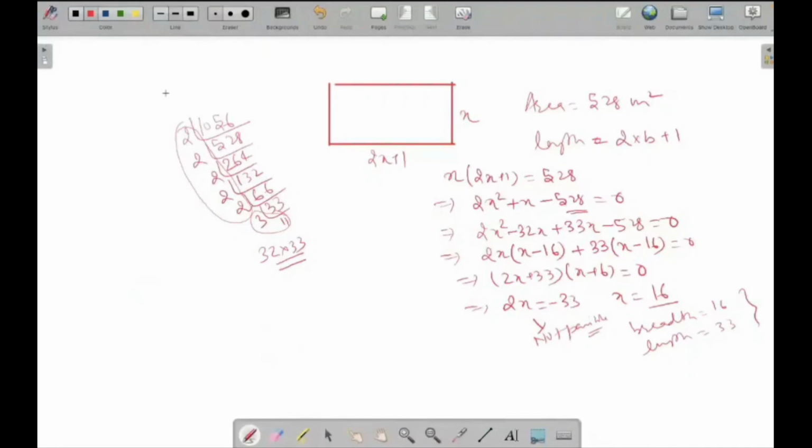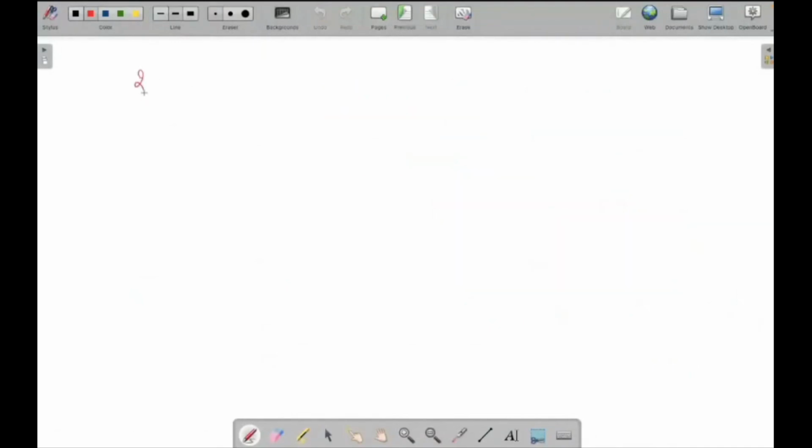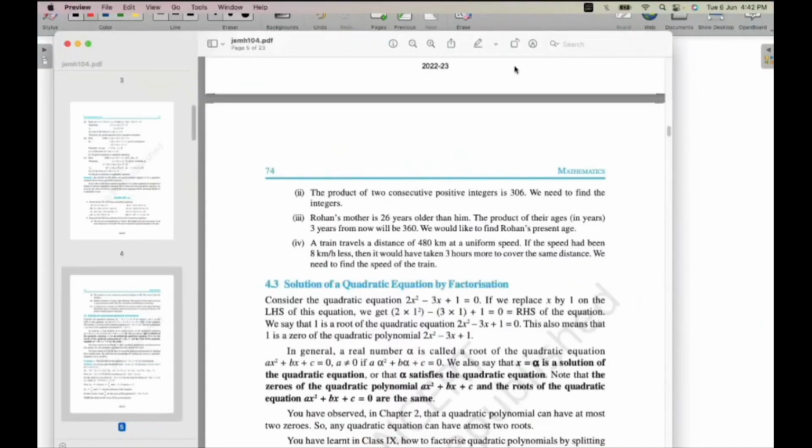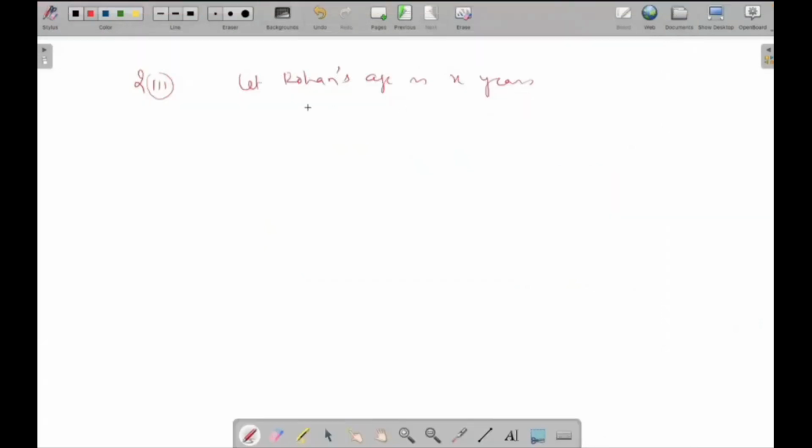So let Rohan's age be X years. Then Rohan's mother is 26 years older than him, so Rohan's mother's age would be X plus 26 years.